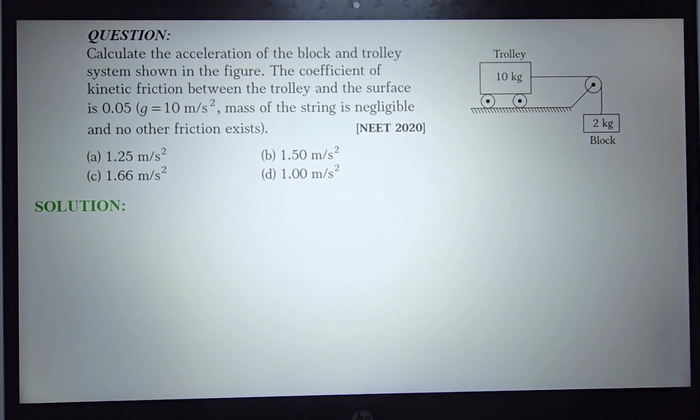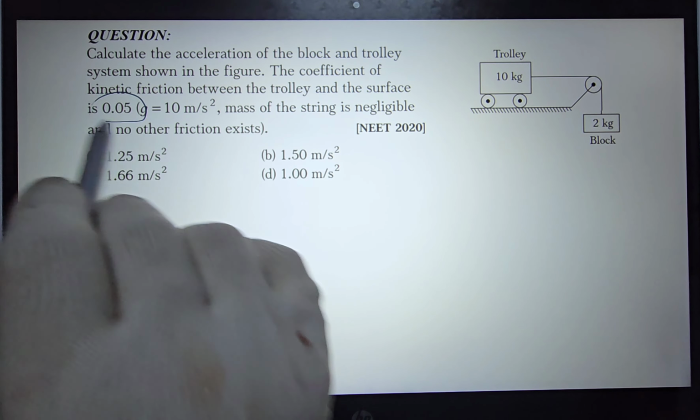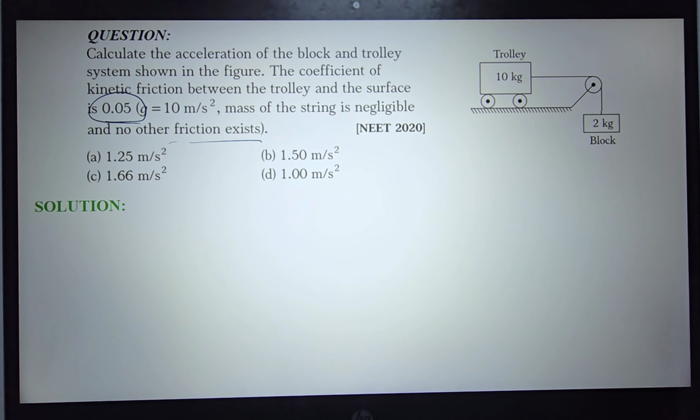See, the question is: calculate the acceleration of the block and trolley as shown in this figure. The coefficient of kinetic friction between the trolley and the surface is 0.05. g is equal to 10 meter per second square. Mass of the string is negligible and no other friction exists. Out of these 4 options, this question is from NEET 2020.